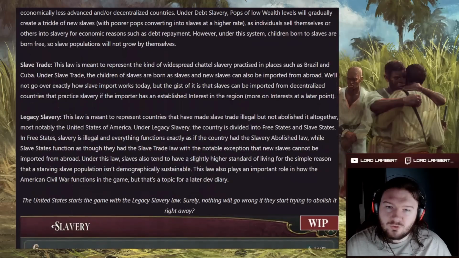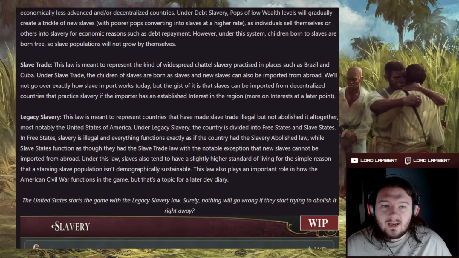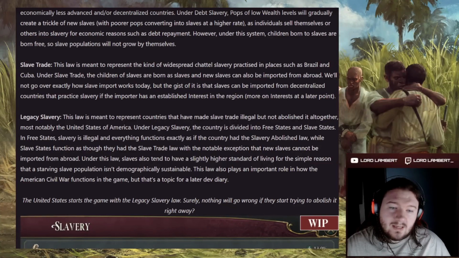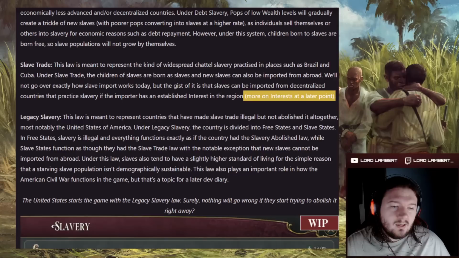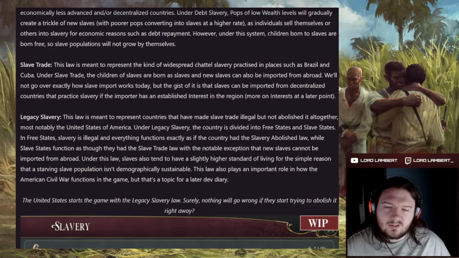We have the slave trade. This law is meant to represent the kind of widespread chattel slavery practiced in places such as Brazil and Cuba. Under the slave trade, children of slaves are born as slaves, and new slaves can also be imported from abroad. We'll not go over exactly how slave import works today, but the gist of it is that slaves can be imported from decentralized countries that practice slavery if the importer has established interest in the region. More on interest at a later point. Interesting. Literally. We haven't really heard anything about interests yet, on a country level, for sure.